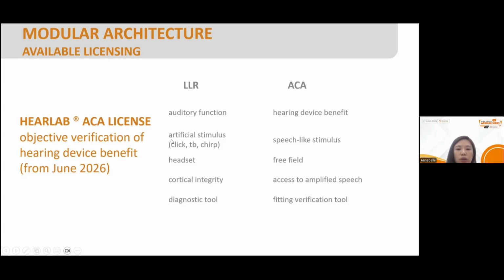We use speech-like stimulus rather than artificial stimulus. And with HEARLab we use free field, we use speakers, to check whether the hearing aid device can help or not. Okay, so the difference between LLR and ACA is that LLR is a diagnostic tool to check the problem. Okay. And the ACA is a fitting verification tool to check, after fitting, the real benefits to your patients. Okay.